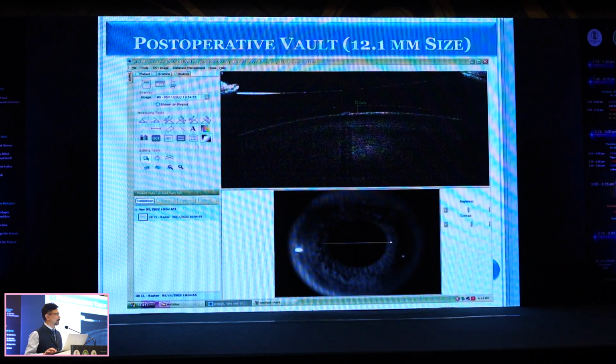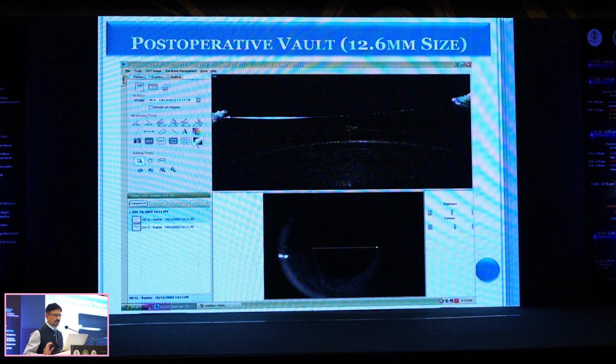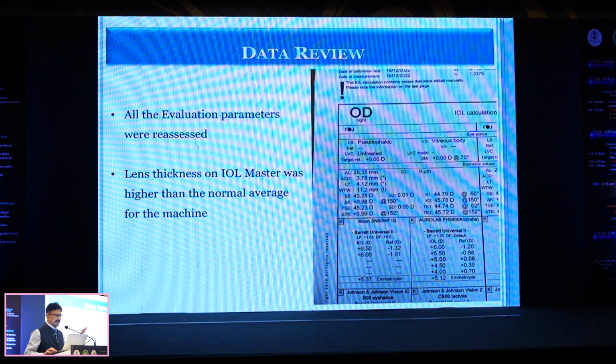So we thought that probably we had gone wrong as far as the sizing of the ICL is concerned, and we went for one size bigger. And then we found out that the vault was again 175 microns. So we thought that there is something wrong, and let's evaluate. We evaluated everything, and while evaluating the IOL Master, we saw that the lens thickness was 4.12, which I thought was more than what we normally get in our machine.